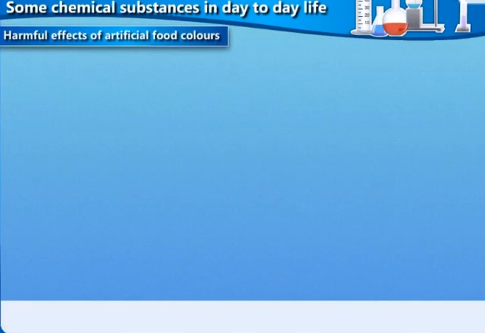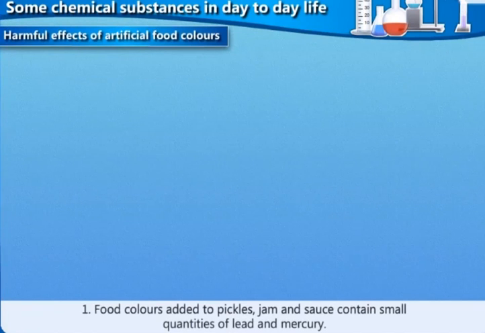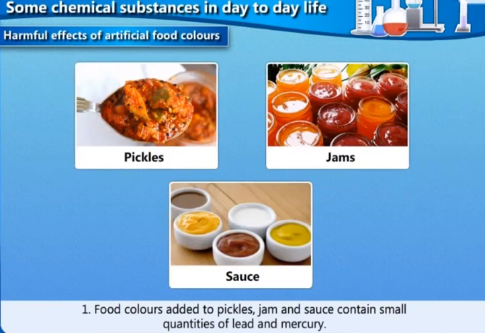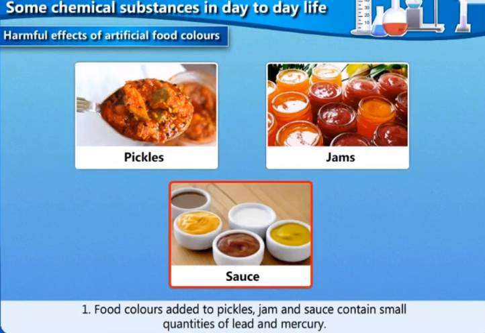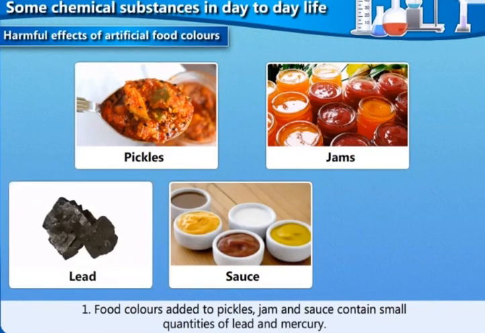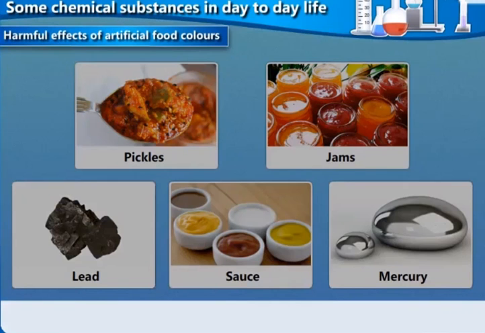Harmful effects of artificial food colors. One: food colors added to pickles, jams, and sauce contain small quantities of lead and mercury. Now, lead and mercury, as you have studied in your lower classes also, are carcinogenic substances. In other words, they can cause cancer. When they add it to all these pickles, jams, and sauces, in the long run they can be very harmful.